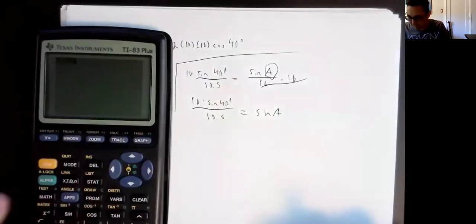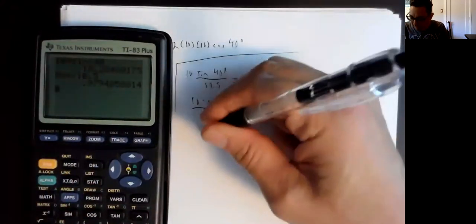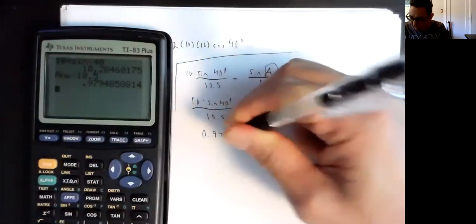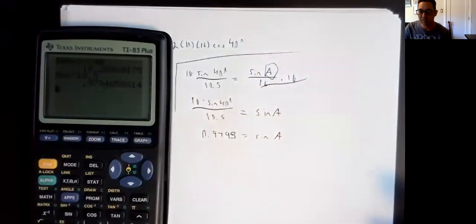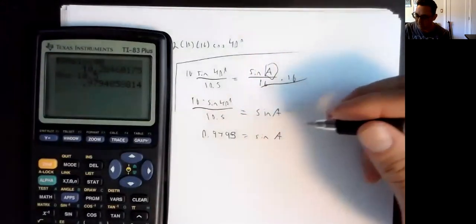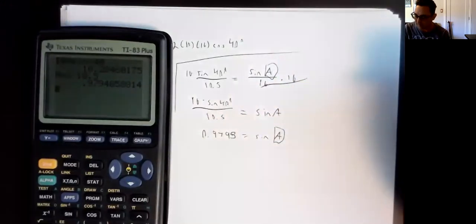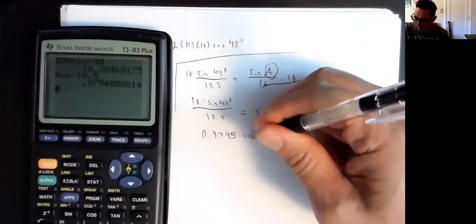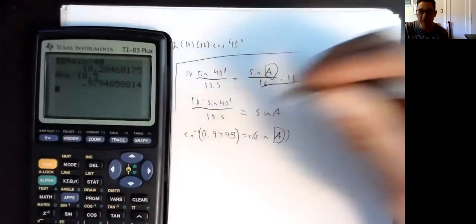So 16 times the sine of 40. I like to do the top part, then divide it by 10.5, and I get 0.9795 if I want to round it, equals the sine of A. Now that's not the angle, because that's the sine of A. I need to find just A, so I need to get rid of this sine. And you can't just divide sines. What I said earlier is the opposite of sine is the inverse sine. So I'm going to take the inverse sine of both sides.